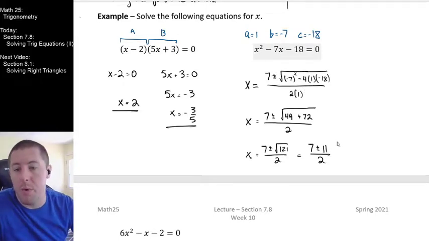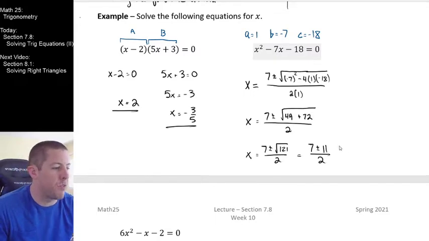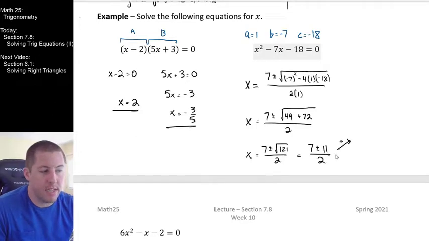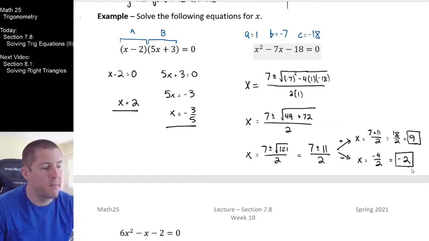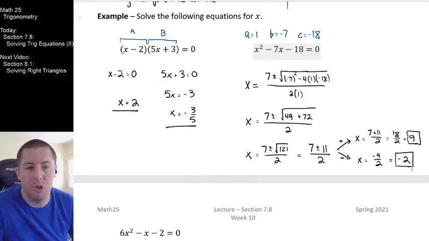So now is the time where we want to actually evaluate both the plus and the minus routes. One thing I could do is consider using the plus version. That's going to tell me that x is going to be equal to 7 plus 11 over 2, which is 18 over 2, which is going to be 9. The other route I could take is the minus route. 7 minus 11 is going to give me a -4 over 2. And that's going to give me -2 as my other solution. So it looks like the 2 solutions I found by way of the quadratic formula were 9 and -2.